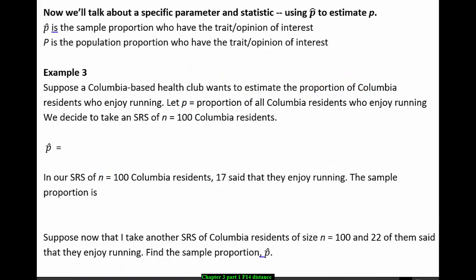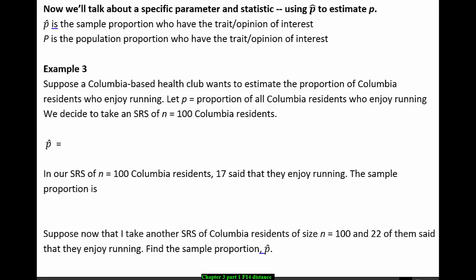Now we're going to talk about a specific parameter and a specific statistic. We're going to use p hat to estimate p. P hat is this symbol right here. It's the letter P with the little caret sign on top. And in statistics, we call that thing a hat. P hat is the sample proportion who have the trait or opinion of interest. P hat estimates P. So P is the population proportion who have the trait or opinion of interest. So in our made-up example earlier when we were trying to estimate the average weight of a USC student, our statistic was the sample average and our parameter was the population average. Here, we're talking about a sample percent or sample proportion versus a population percent or population proportion.